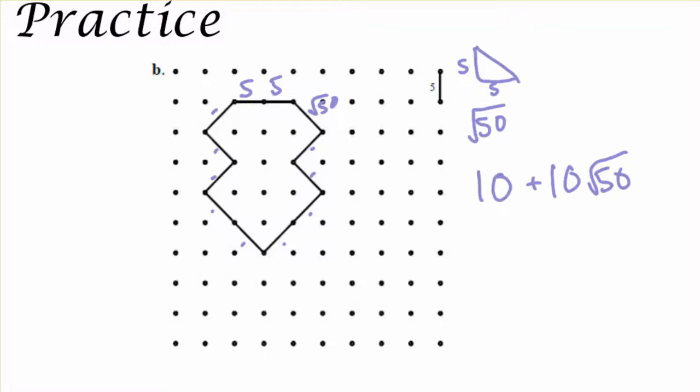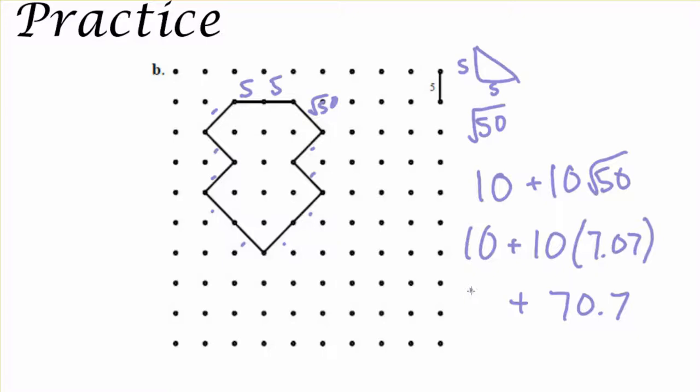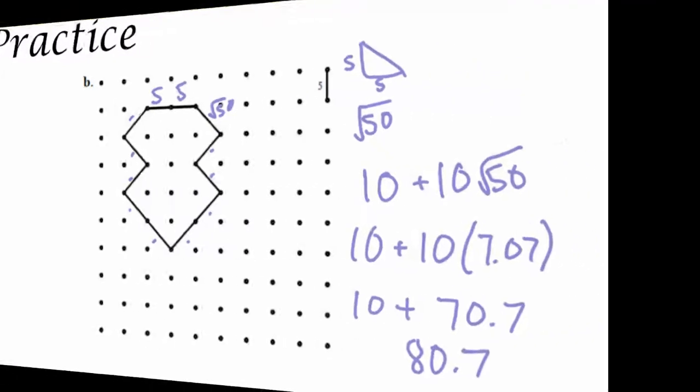So my answer could be 10 plus 10 root 50, but I can go ahead and put it into a calculator to get an approximation of the answer. So I get 10 plus 10 times 7.07. Times 10 will give me 70.7 plus 10, and I'll get 80.7, about 80.7.